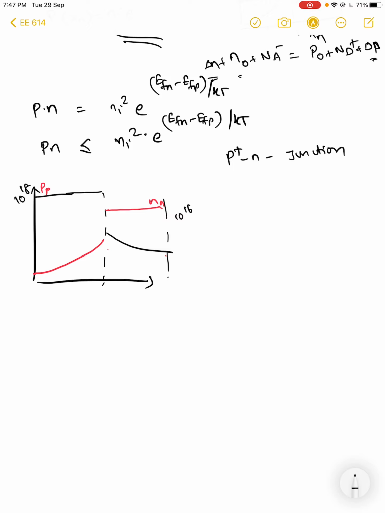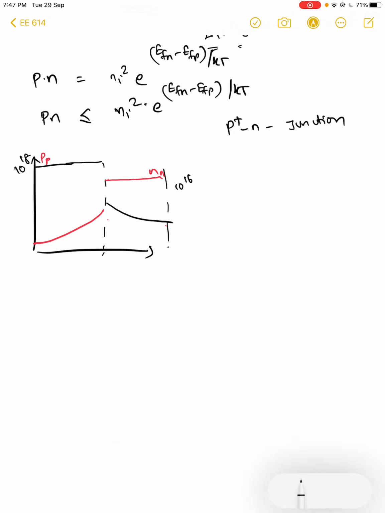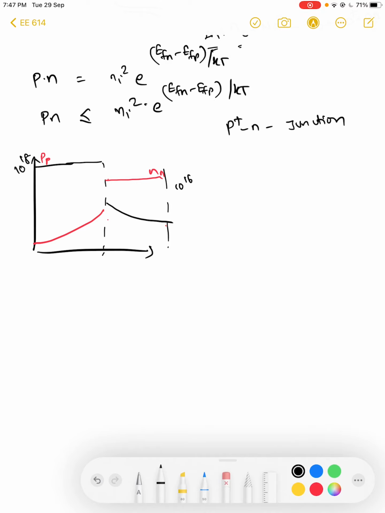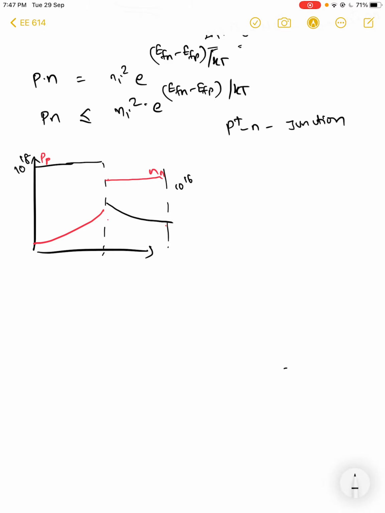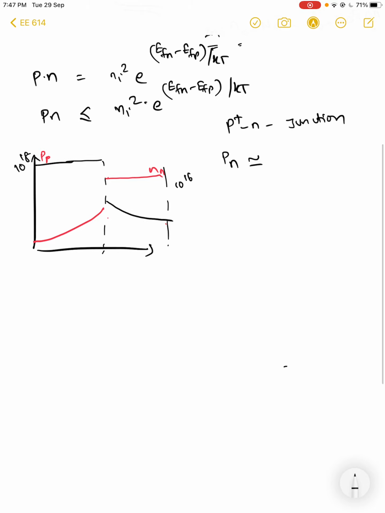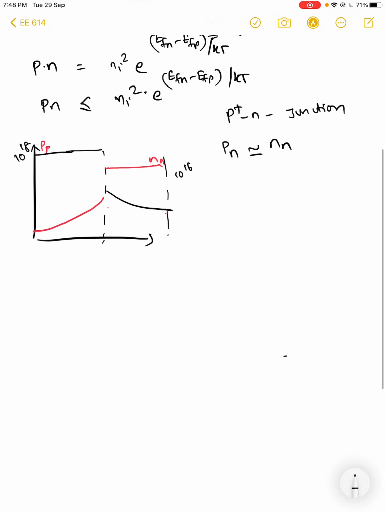Now, if I have a heavy injection such that P in N junction is almost equal to N, right? So basically, because I have a super heavily doped P, I can have injection conditions where I have Pn almost equal to N, right? So under such conditions, it's easier to see.